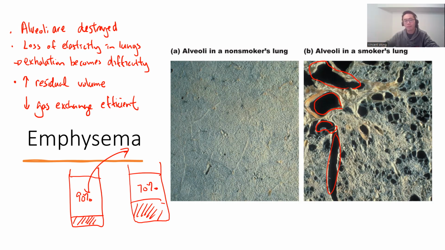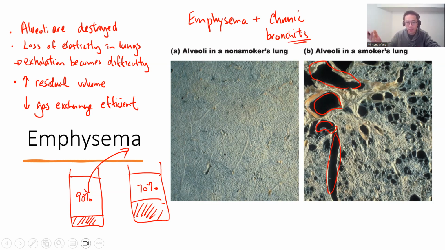Yeah, you cannot solve it, unfortunately. A great question. So this is irreversible. In fact, if a person has emphysema plus chronic bronchitis, bronchitis is inflammation of the bronchi, right? And this is often the case for long-term smokers. Why? Because the cilia are gone, right?